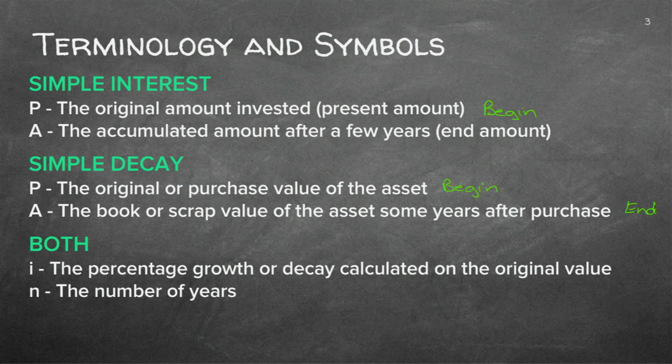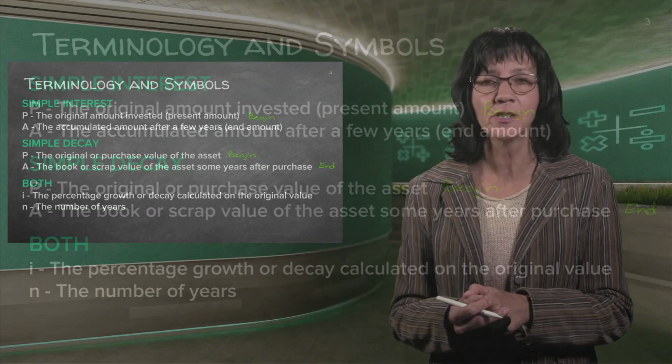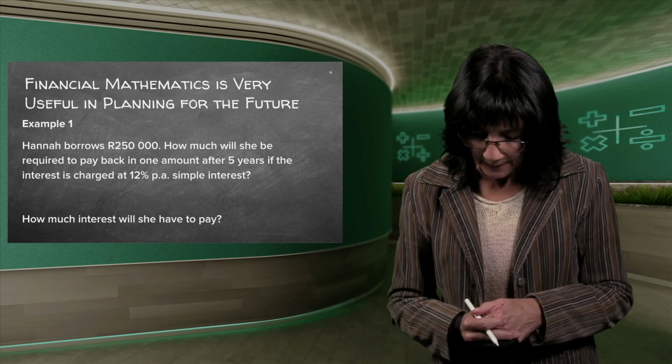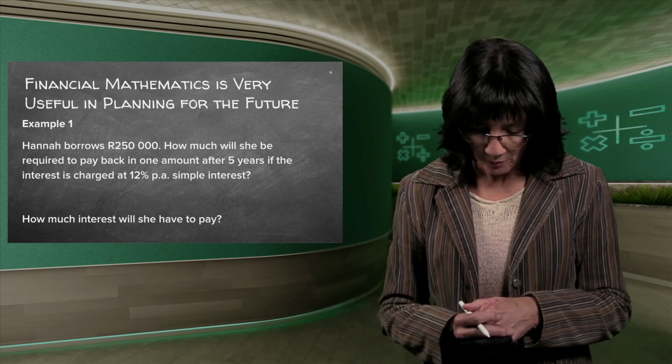And then the I and the N automatically is the same. Just remember I, we prefer the decimal format, not the fractiony one. We make too many mistakes with fractions. And N is the number of years. Good. So let's look at an example.